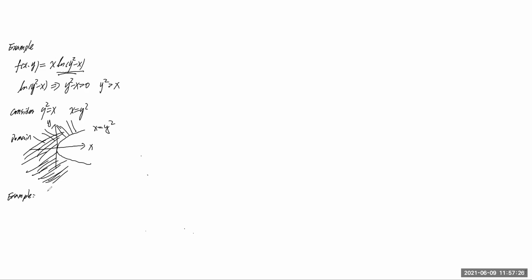So for f of x, y equals the square root of 9 minus x squared minus y squared, find the domain. We have a square root, which means that 9 minus x squared minus y squared is greater than or equal to 0. So this implies x squared plus y squared is less than or equal to 9. How do we do it? Let's consider x squared plus y squared equals 9. This is a circle, center at 0, 0 with radius 3.